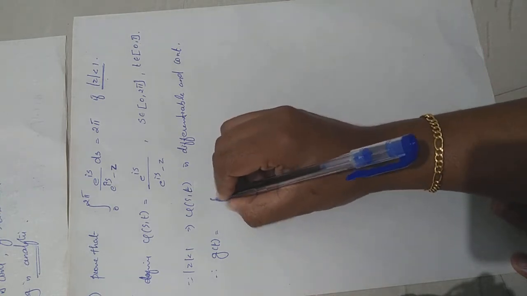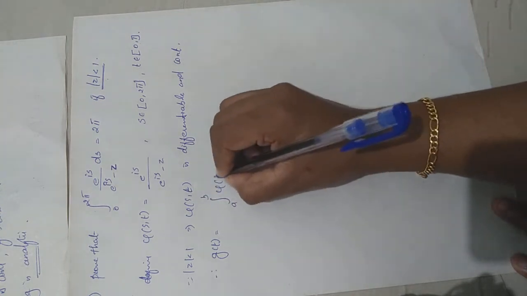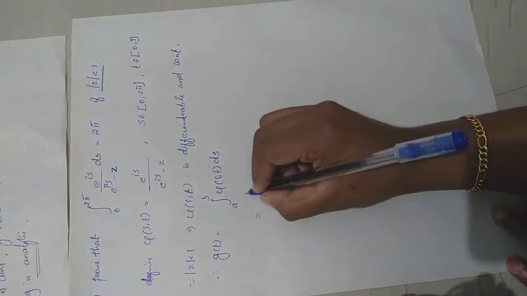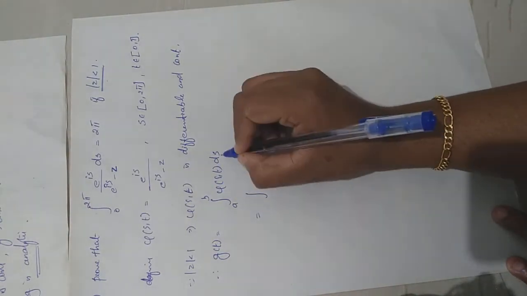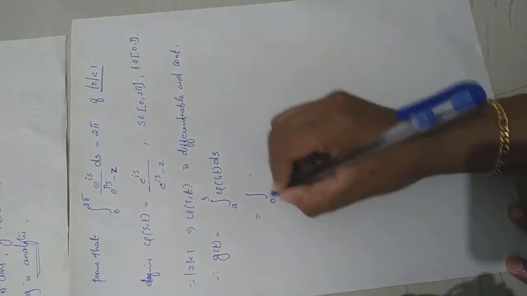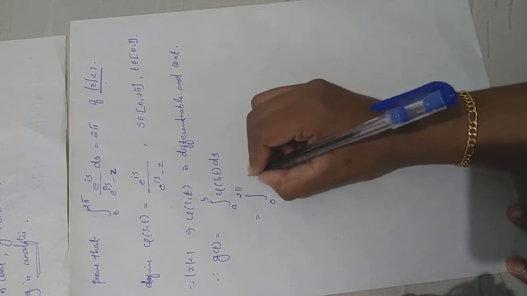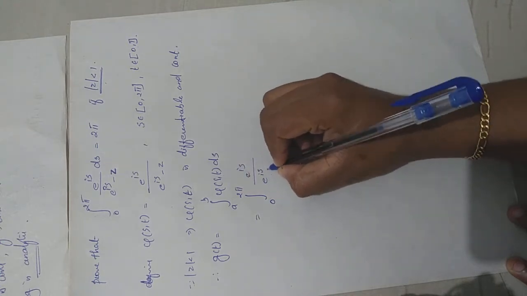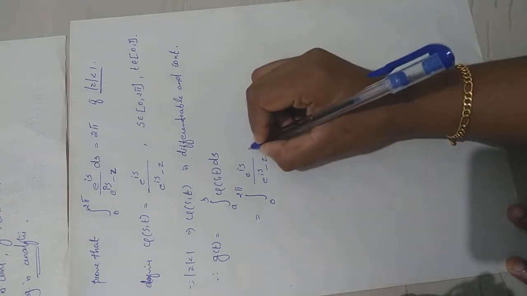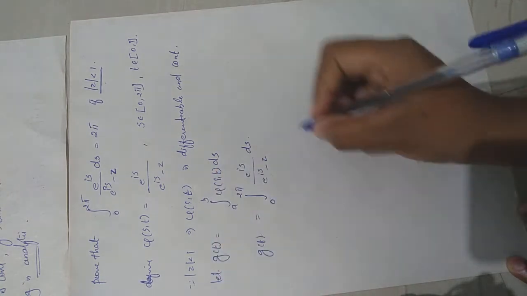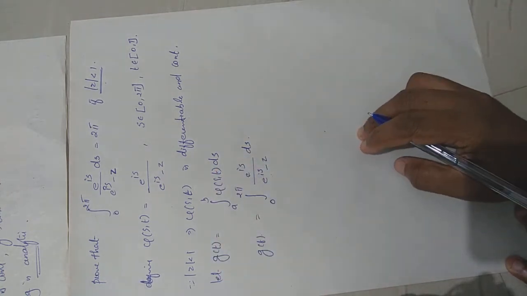G of t is the integral from a to b of psi of st ds. So here a and b are the limits of s. So here the limit of s is 0 to 2 pi. So the integral from 0 to 2 pi of psi of st, that is e raised to is divided by e raised to is minus z, ds. Okay. So define or let g of t equal to this function.